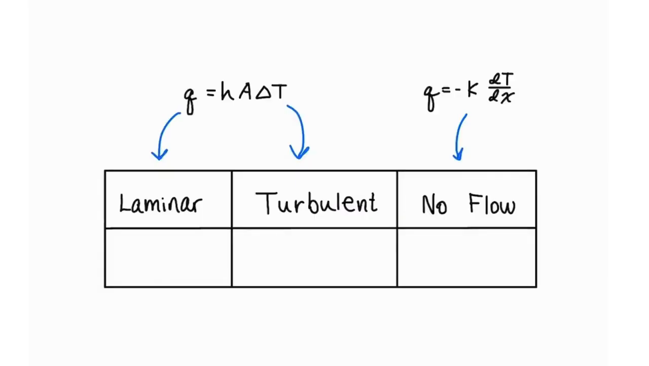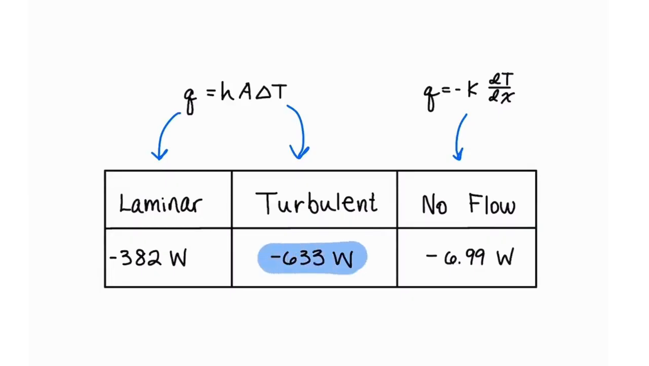These are our final calculations for each type of flow. No flow was calculated with Fourier's law. These values are negative because heat left the fluid to the plate. We can see that turbulent had the greatest amount of heat transfer as expected due to its more chaotic flow and higher velocity.